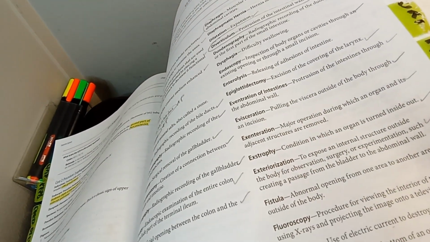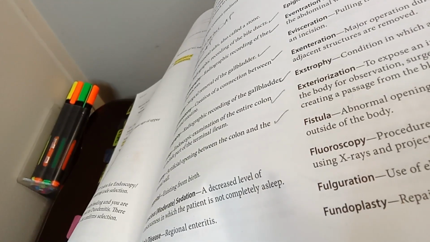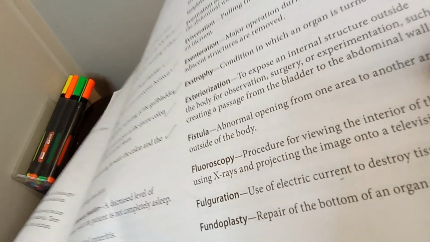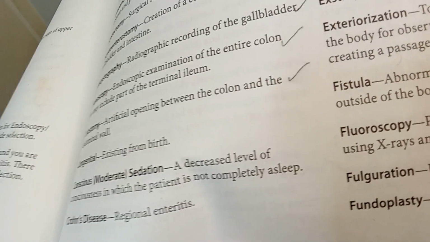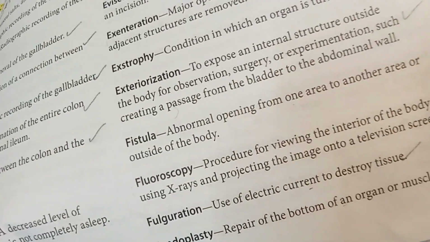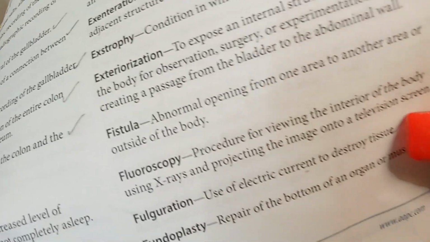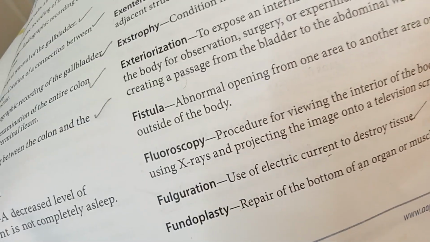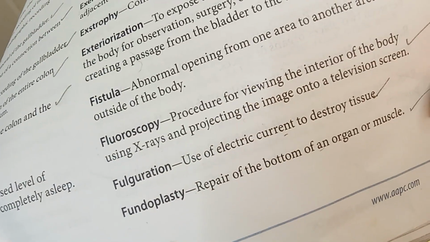Fluoroscopy. I'm not going to go through all of the terms, right? Look at fluoroscopy, all right? Fluoroscopy is like a moving x-ray. Can you see that? Okay. Can you see the fluoroscopy? It's a procedure of the interior of the body using an x-ray and projecting using a television screen. All right. Fluorogation, fundoplasty, repair of an organ or a muscle.